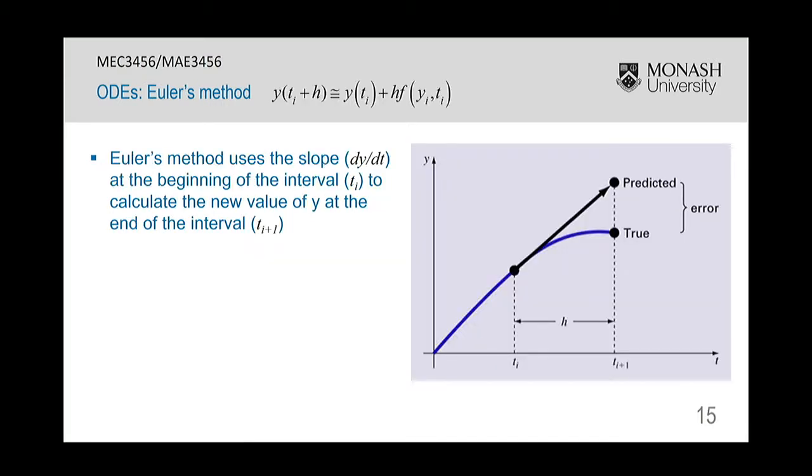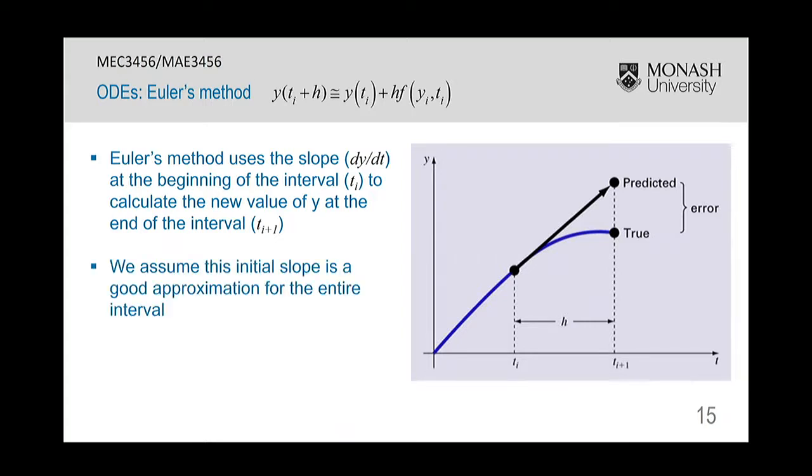So, in summary, Euler's method uses the slope, dy dt, at the beginning of the interval to calculate a new estimate of y at the end of the interval. That's ti plus 1. We're assuming that the initial slope is a good approximation for the entire interval, but we know that that's not really true. We're going to see later that there are better ways to approximate the slope, but that will come in subsequent videos.